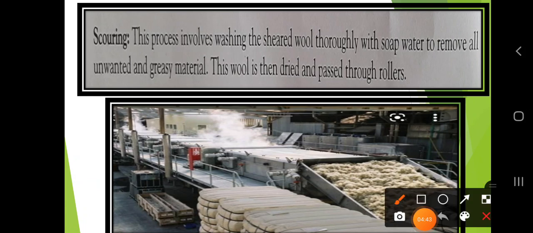In the scouring concept, what happens? This process involves washing the sheared wool, whatever hair we have taken from the body of the sheep. Here we need soap and water to remove, which means we have to wash it properly with the help of soap and water to remove all the unwanted and greasy material from the wool. Dear students, this hair needs to be washed properly.